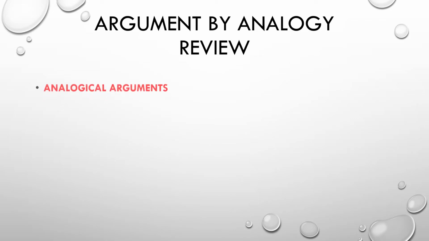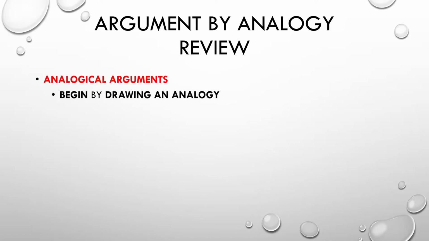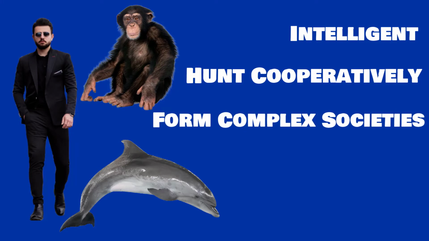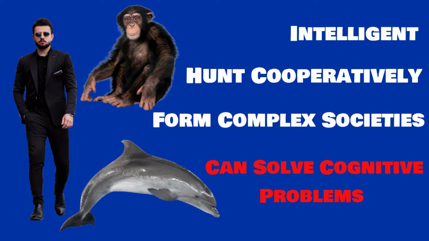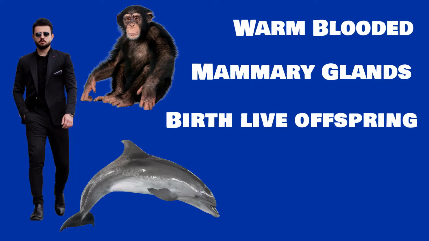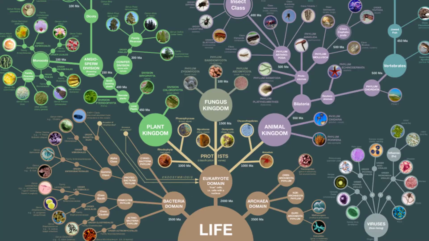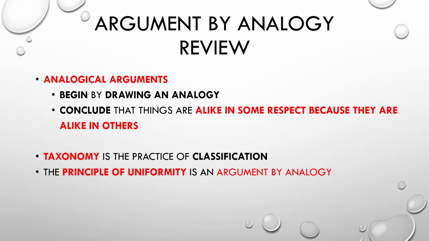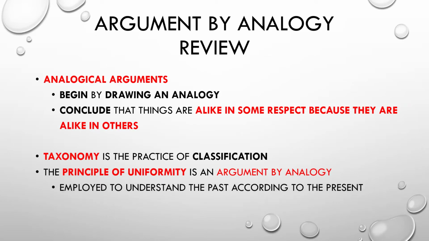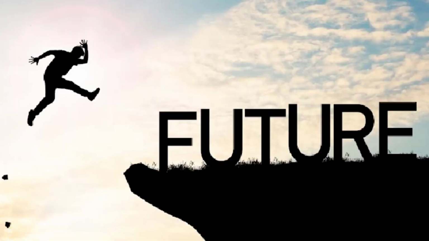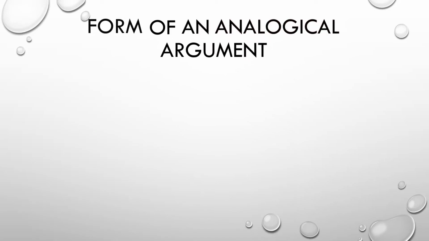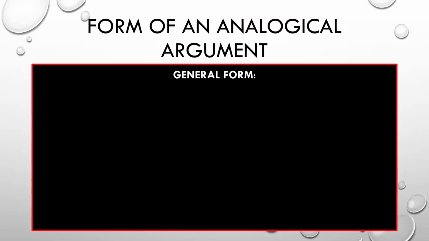The analogical argument begins by drawing an analogy between two or more things, and it can focus on one or more similarities between those things, then concludes that the things compared are alike in some respect because they're alike in other respects. This type of argument is the basis of taxonomy, upon which all science depends, and taxonomy is the practice of classification. The principle of uniformity is an argument by analogy, and it's not only employed to understand the past according to the present, it could be employed to make predictions of the future based on the past and present. We presented the general form of the argument somewhat like this.